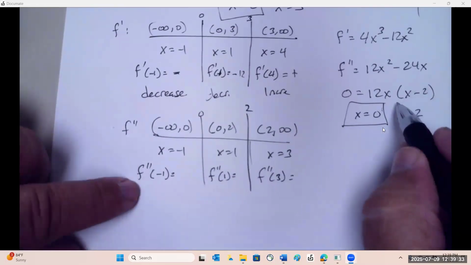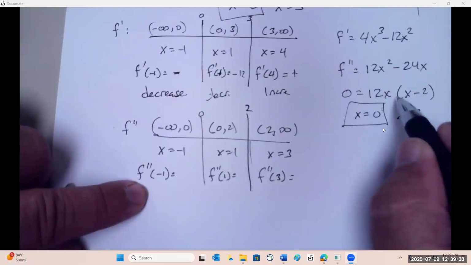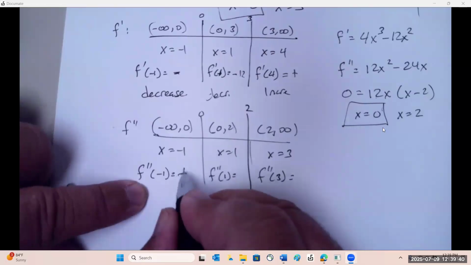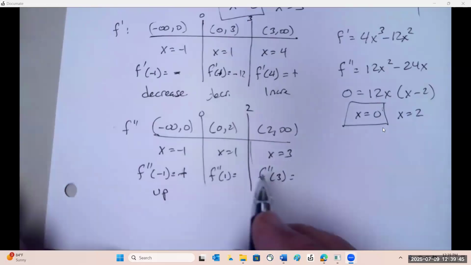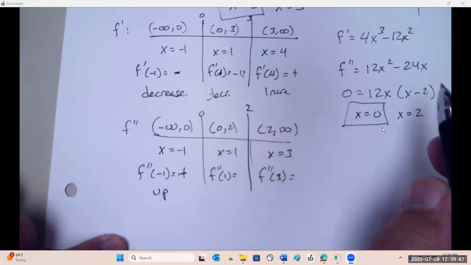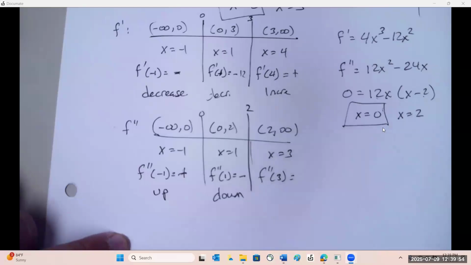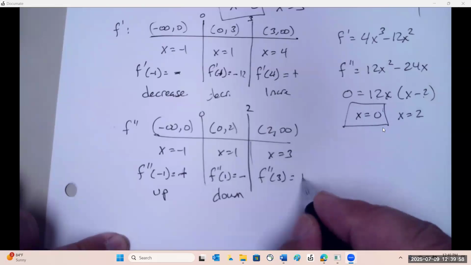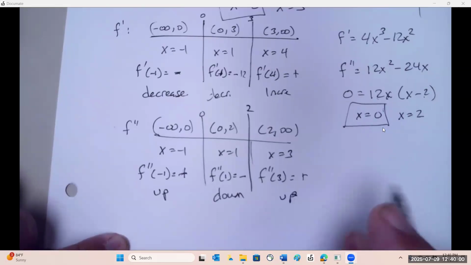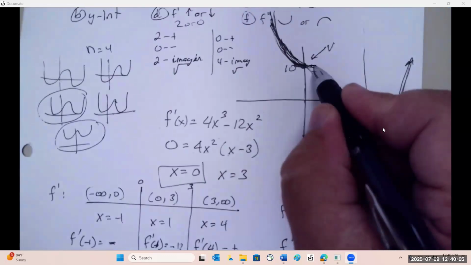So the second derivative, when x is -1, that's negative, that's negative. So negative times negative makes it a positive. So that's concave up. At +1, that's positive, that's negative. So it's negative, it's concave down. At 3, that's positive, so it's positive, so it's up. Which is exactly what I thought.